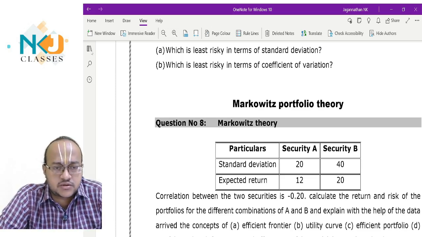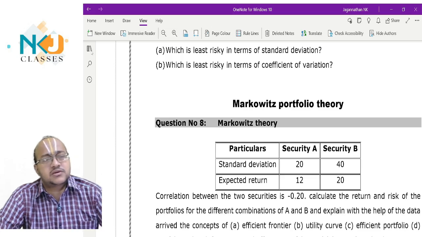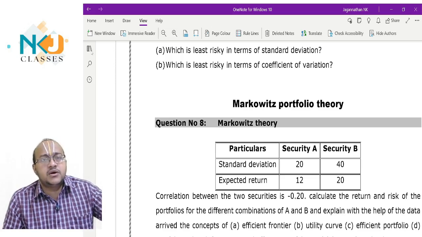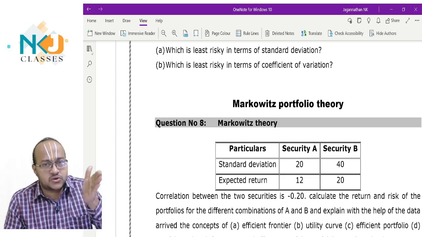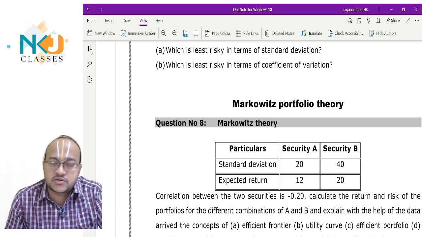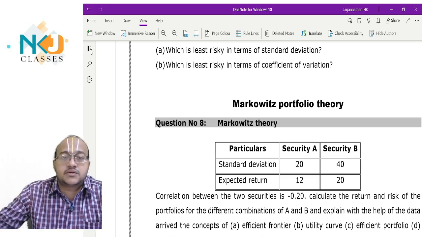What is the correlation? We discussed the formula and all these things. I discussed that correlation will be -1 to +1: -1 is perfect negative, -1 to 0 is called negative, 0 is called zero correlation, then 0 to 1 is positive but not perfectly positive, and +1 is perfectly positive.